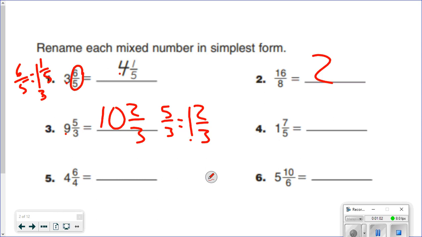Here's another one. We have 1 and 7/5. Well, 7/5, if we wrote that, how many 5s go into 7? 1, and 2/5 is left over. I have a 1 still, so I'm going to add the 1 plus the 1, 2 and 2/5 would be my answer. I don't know why that 0 is there. I need to get rid of that. I meant to circle the 1. Here's another one.